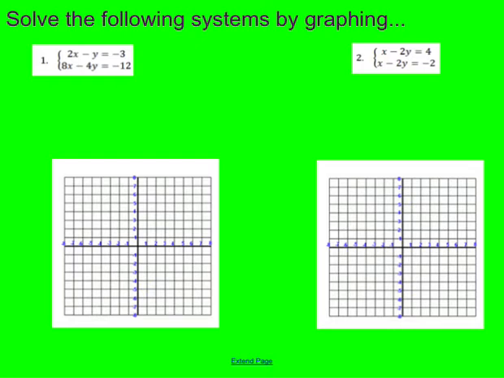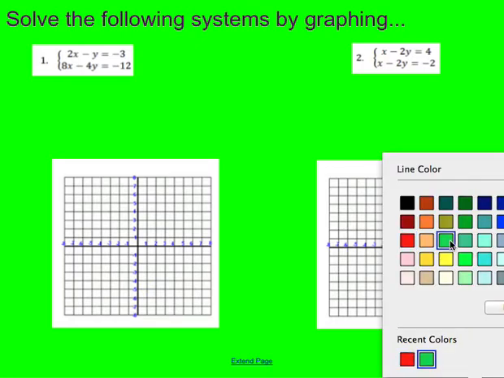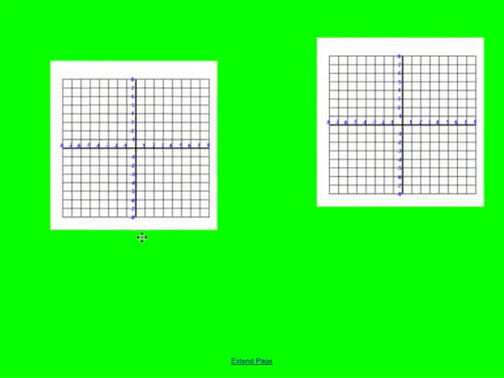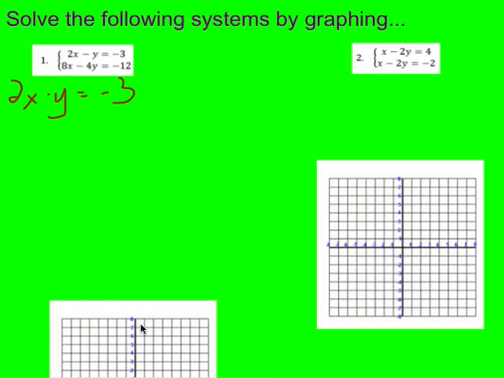So before we can graph number 1, we have to get it put into slope-intercept form. So to do that, I need to first solve this one. So I have 2x minus y is equal to a negative 3. Now the first thing I want to do would be to solve for y. Okay, so I'm going to start by subtracting 2x from both sides. So what you notice is this is a positive 2x. So to get it over to the other side, I need to subtract 2x. So then I get negative y is equal to negative 2x minus 3.